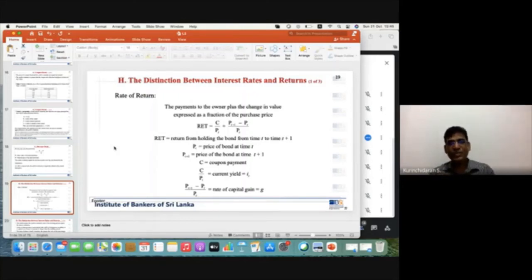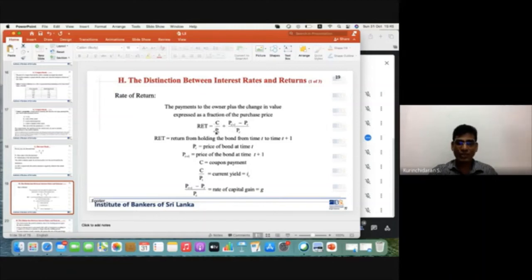But before the maturity, sometimes you may be selling that bond for an additional price. Let's assume you have bought it for 1,000 rupees, but you are able to sell it for 1,100. Now you have an additional 100 as well, in addition to the coupon. So when you calculate the return, RET is the return. You will get first the coupon, and then your additional capital gain as well.